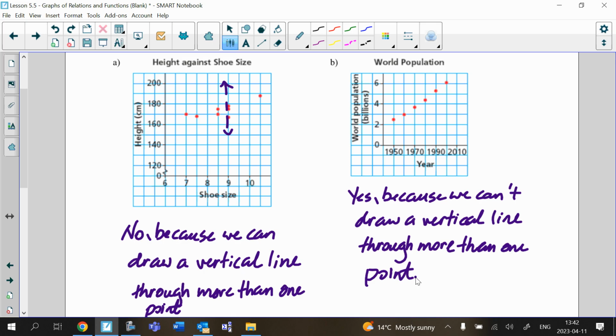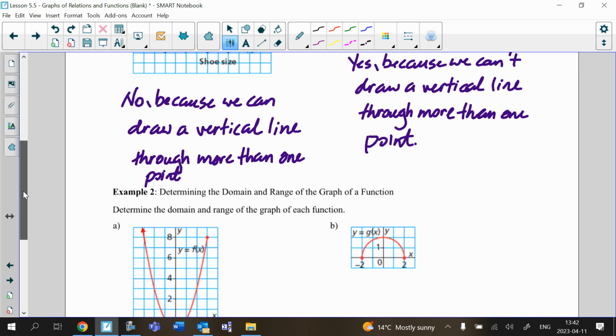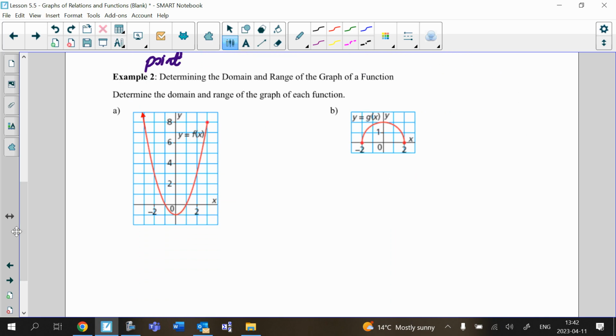So here, we want to find the domain and range of each of these. We're not asked whether they're functions or not. Actually, they're both functions because I can't draw a vertical line through more than one point on each of them. Anyway, domain and range. Let's do it. So as soon as you see curves or lines or line segments, you got to think interval notation.